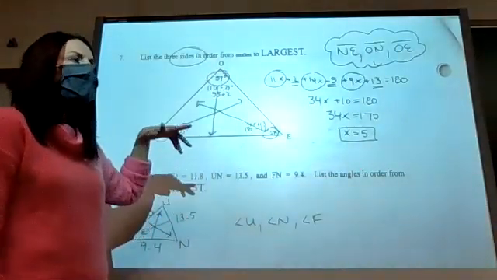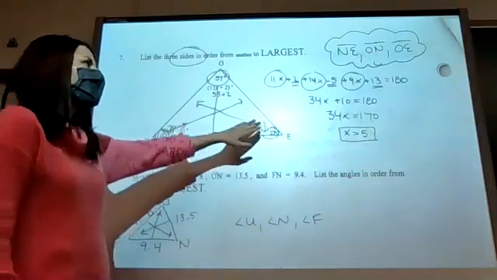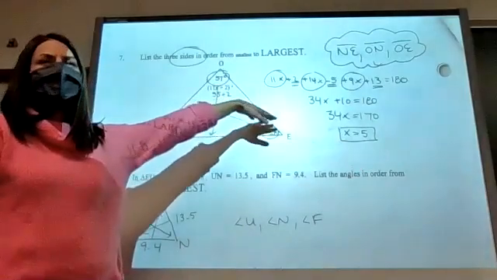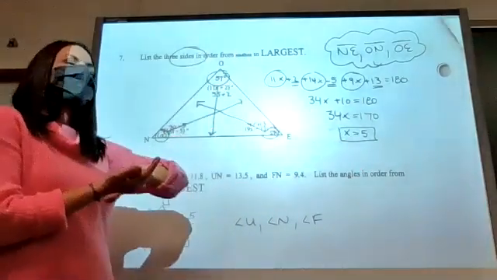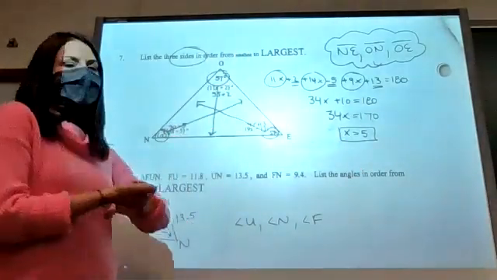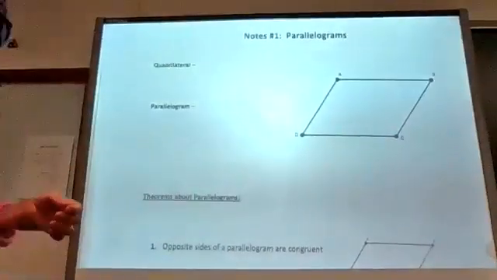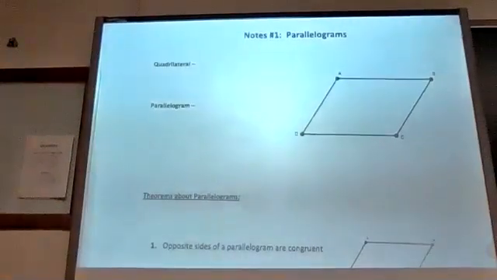Okay, so it added a layer: first you had to find your angles. Now that I know my angles, I can order my sides from smallest to largest. Does that make sense? So it's combining two things that we did. Okay, so we're going to start there.